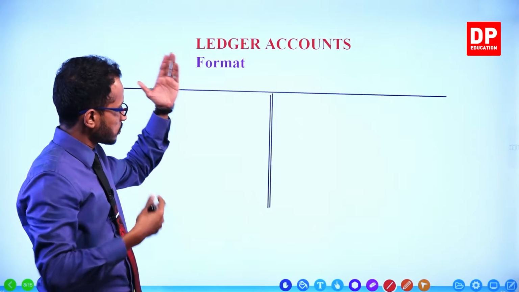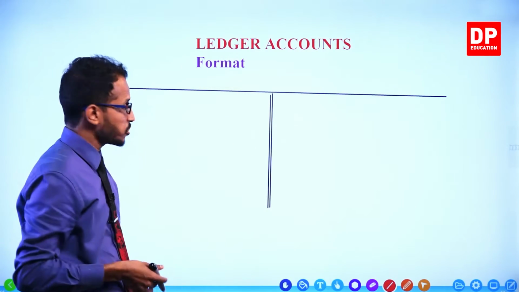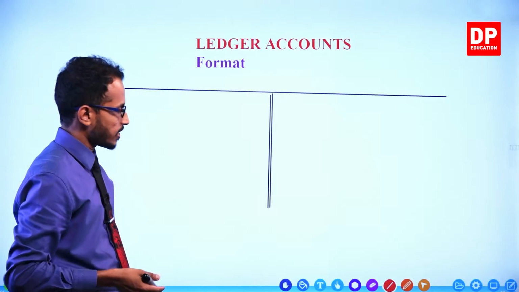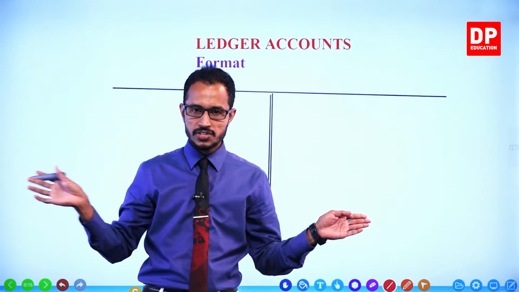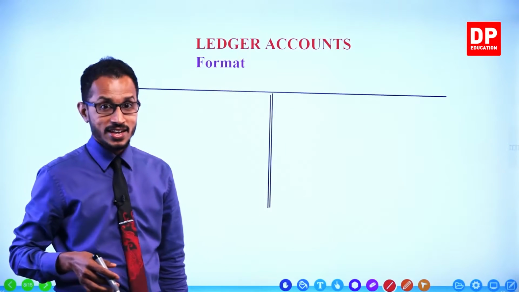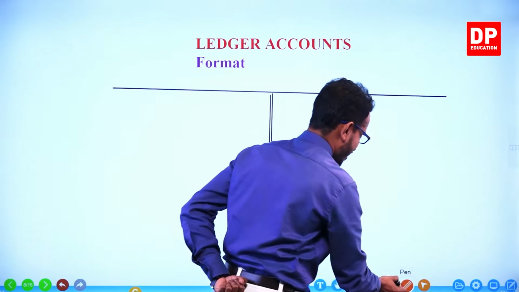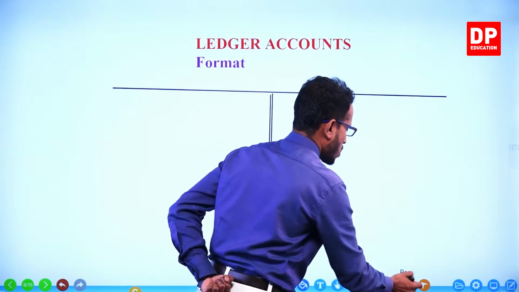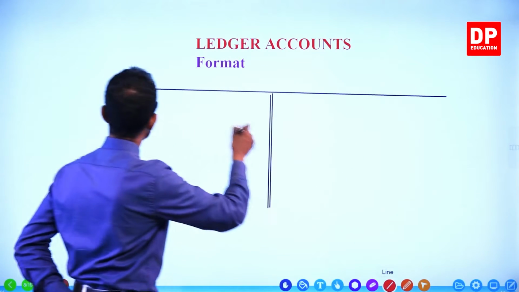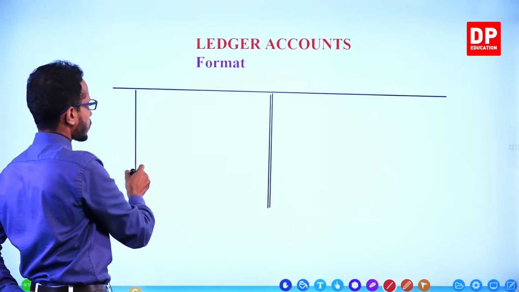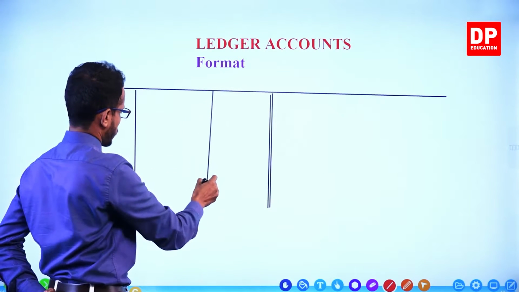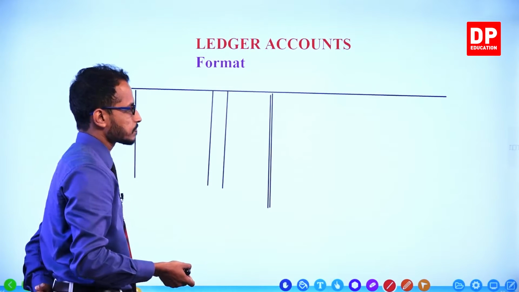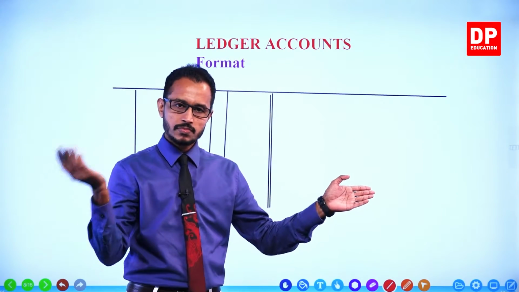This is a T. Now what you do is, you separate the columns on the left side, the debit side. Debit on the left, okay? You separate the columns on the debit side: narrow, wide, narrow, wide. Okay. Now to the credit side: narrow, wide, narrow, wide.